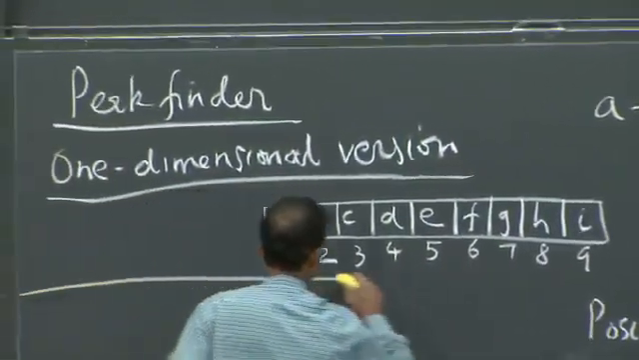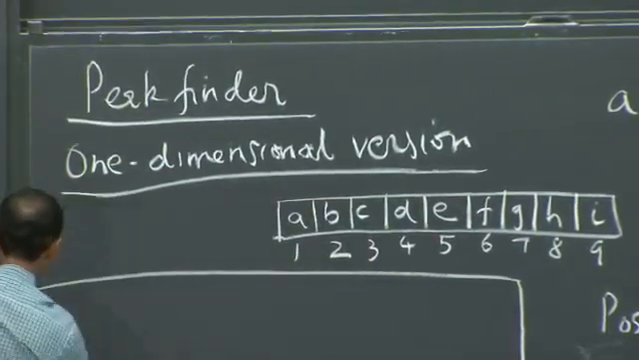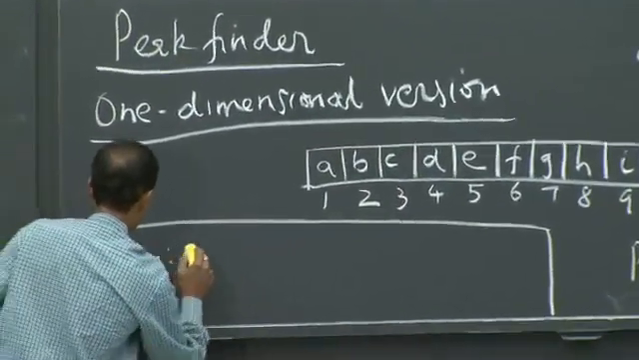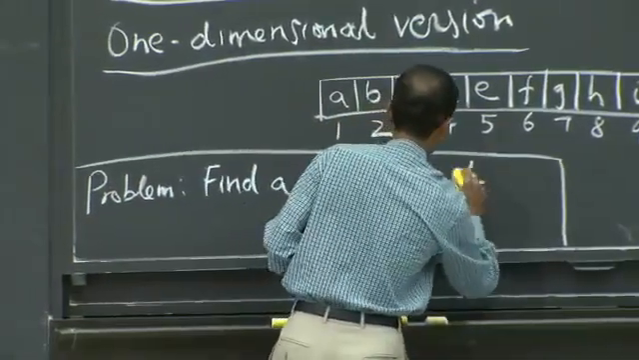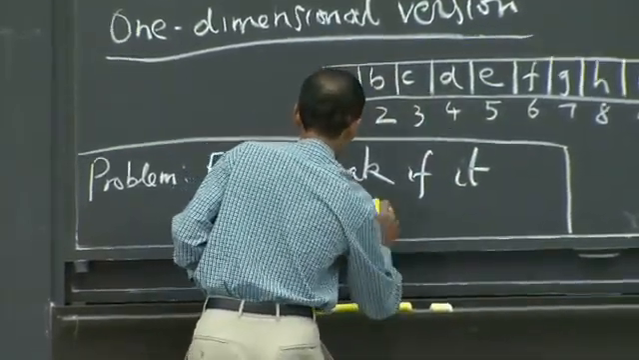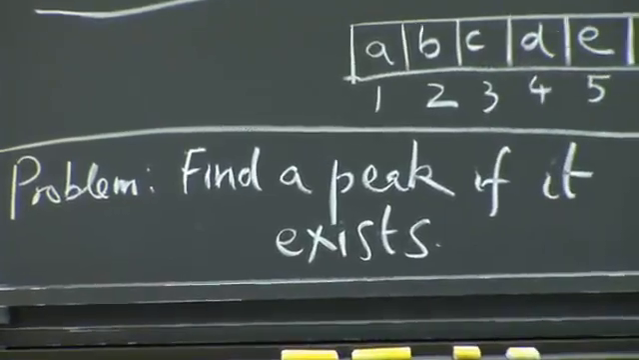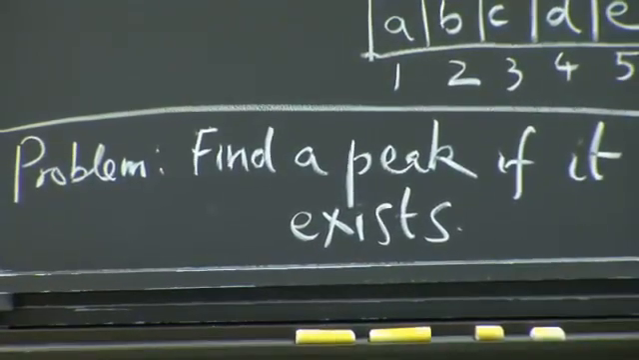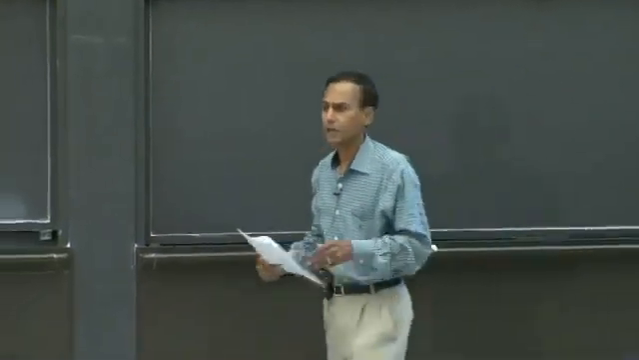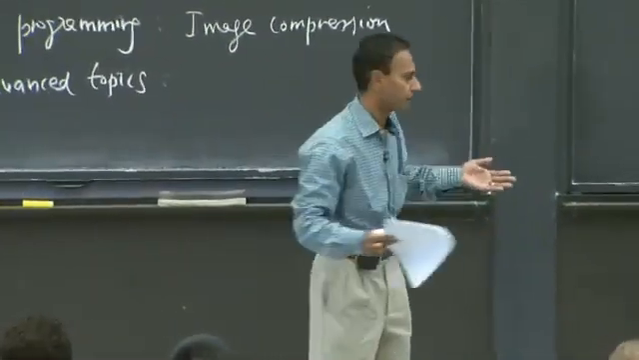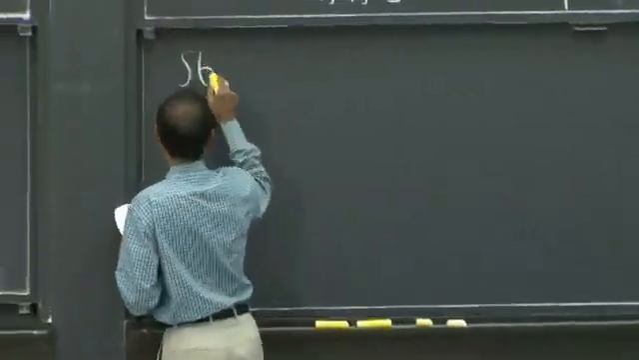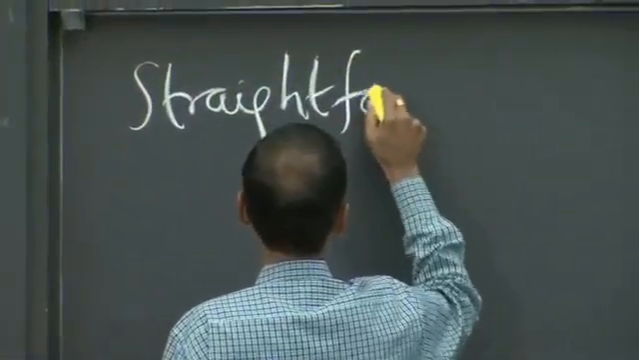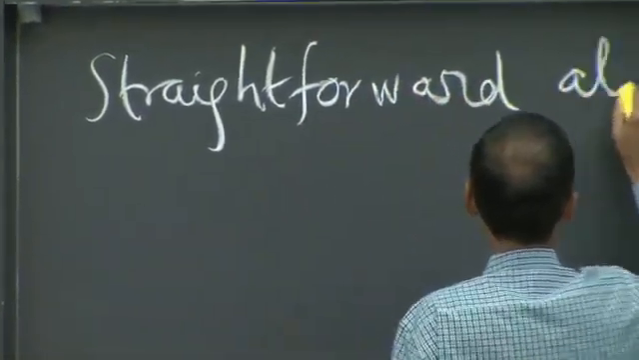And the statement of the problem, the one-dimensional version, is find a peak, if it exists. All right? That's all there is to it. I'm going to give you a straightforward algorithm, and then we'll see if we can improve it. You can imagine that the straightforward algorithm is something that just walks across the array. But we need that as a starting point for building something more sophisticated.